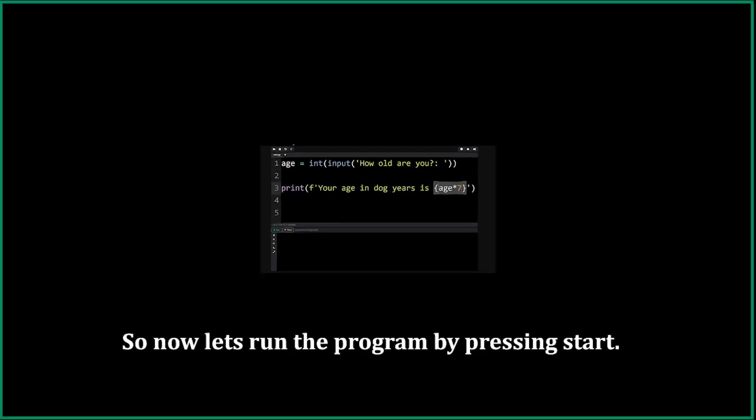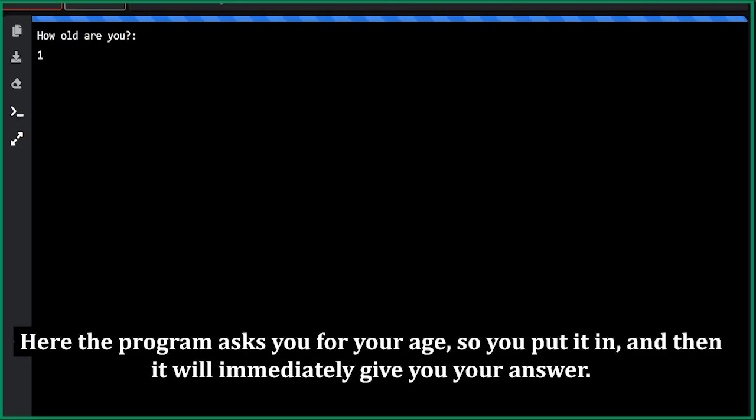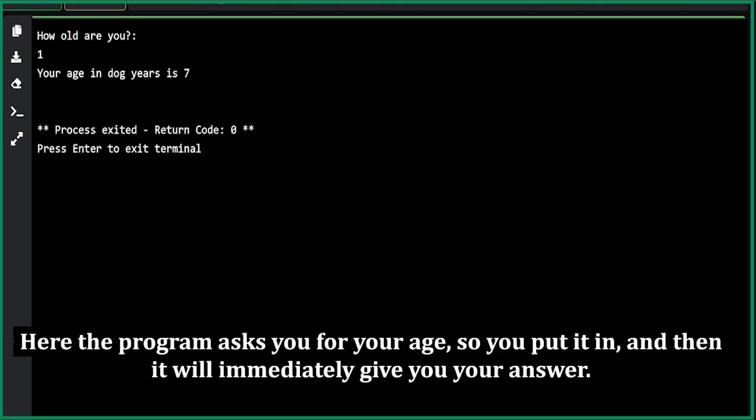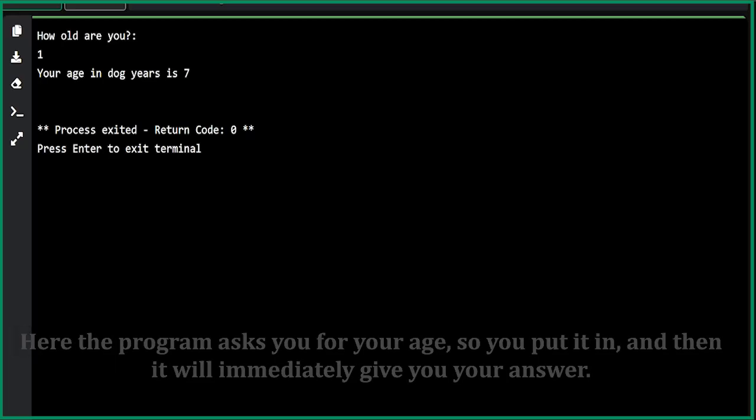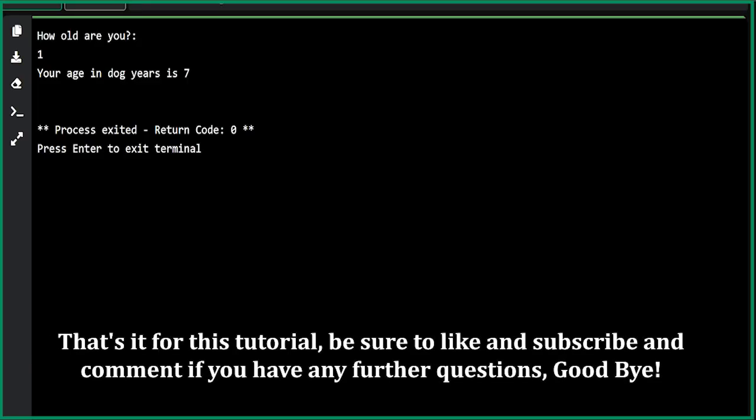So now let's run the program by pressing start. Here the program asks you for your age, so you put it in, and then it will immediately give you your answer. You can see the text shown here is the same one we wrote in the quotes for the 2 lines. That's it for this tutorial.